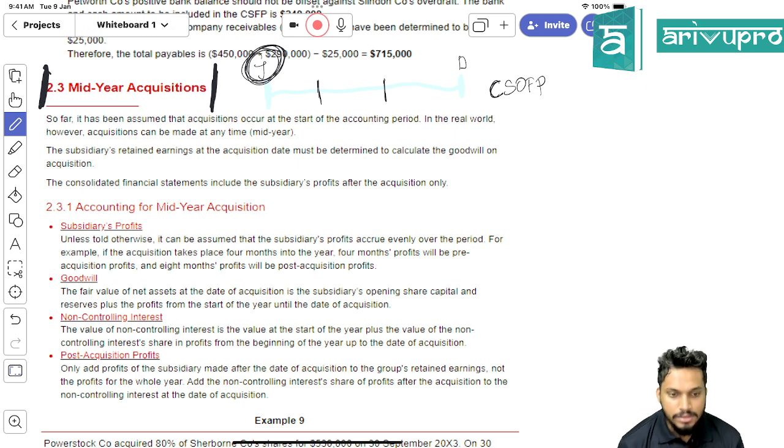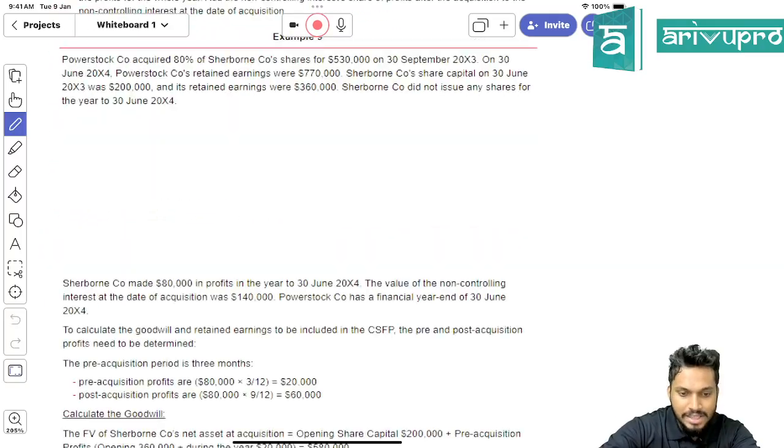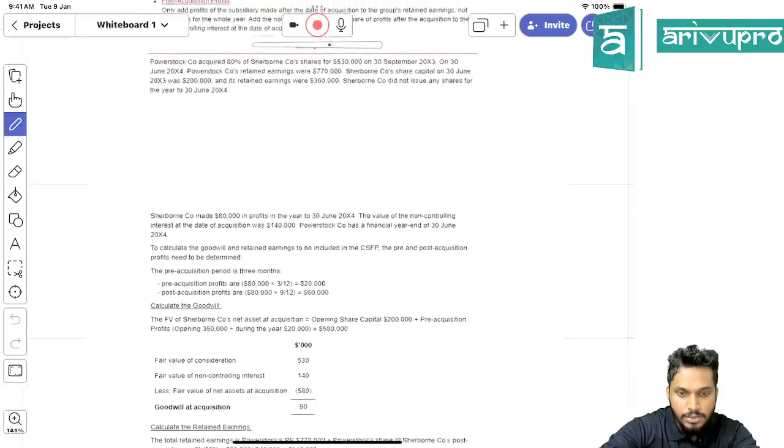Now they are telling us that when you are purchasing, you need to make sure you prorate your subsidiary's profits. I'll tell you how to do it. You need to understand the profit before and after, in other terms, pre and post. Pre means before purchasing. Post means after purchasing. Then we'll see through this example so that it makes sense to us what we are trying to do.